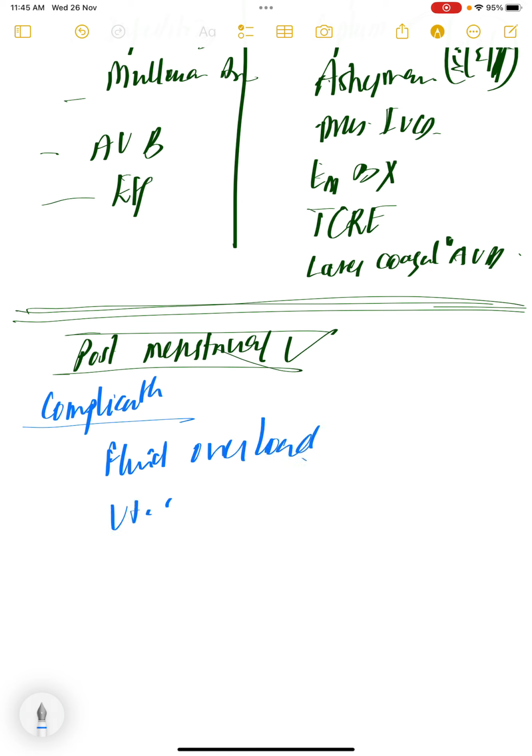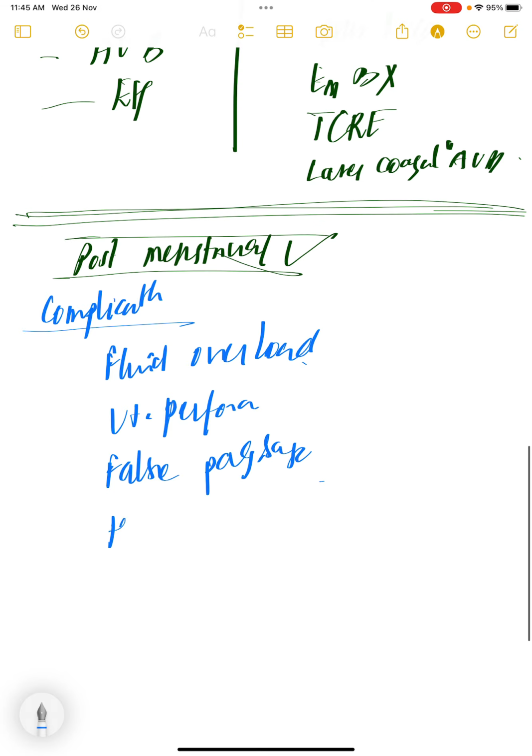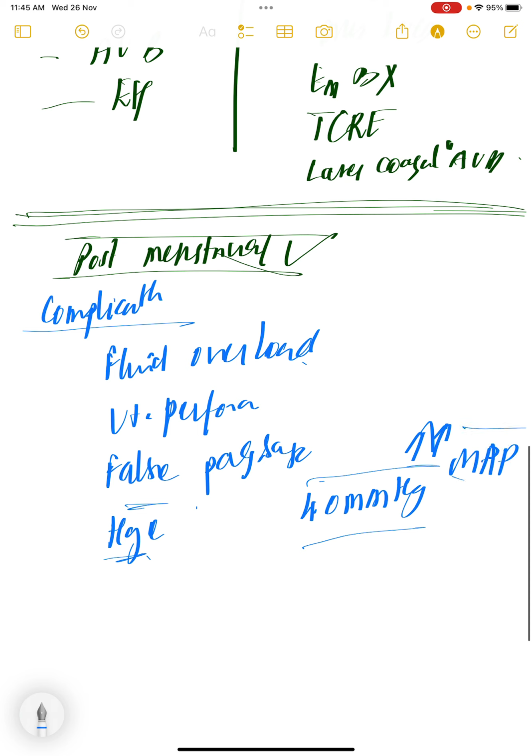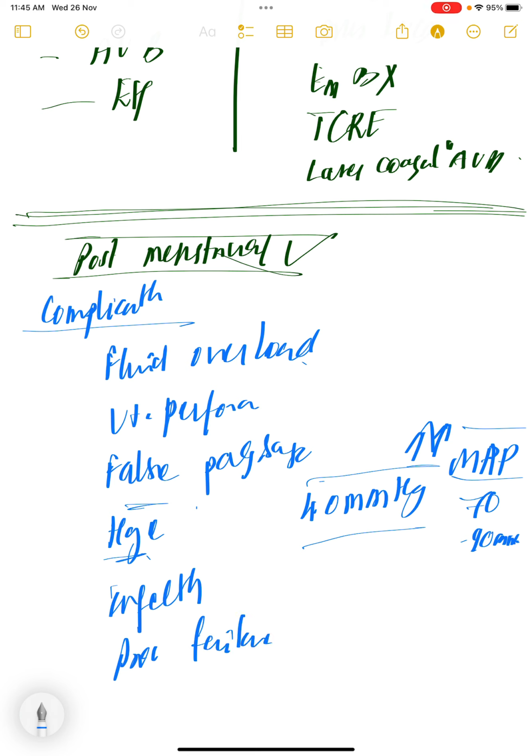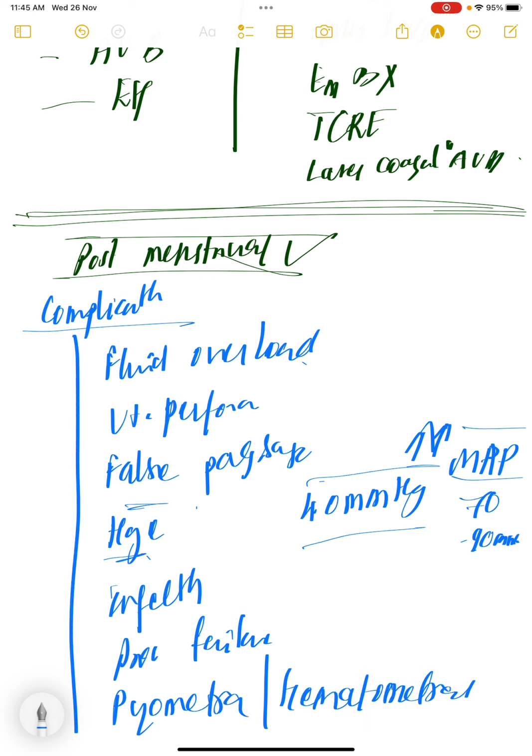Then it can be uterine perforation, or it can be false passage. Instead of going into the cervix, you have created your own passage, that is false passage of the uterus. Or there can be hemorrhage. So what to do when there is hemorrhage? Usually I told 40 mm of Hg is enough, but if there is hemorrhage, increase the intrauterine pressure to around mean arterial pressure, that is up to 70 to 90 mm of Hg, that will occlude the blood vessels. Or post procedure the patient may develop infection, or the procedure can fail, or the patient may develop pyometra or hematometra. So these are hysteroscopy related complications.